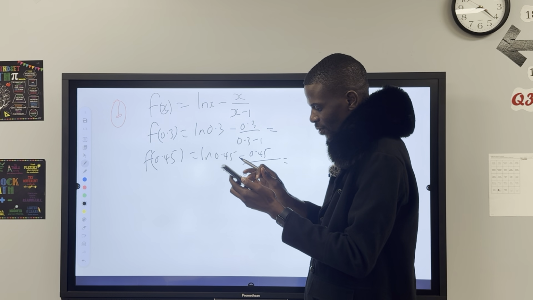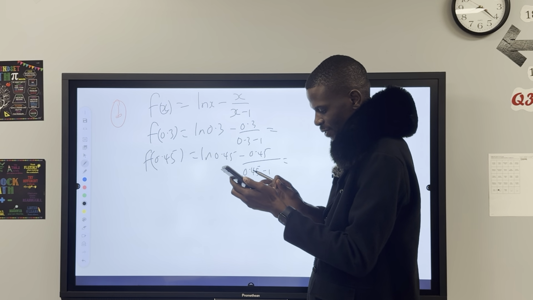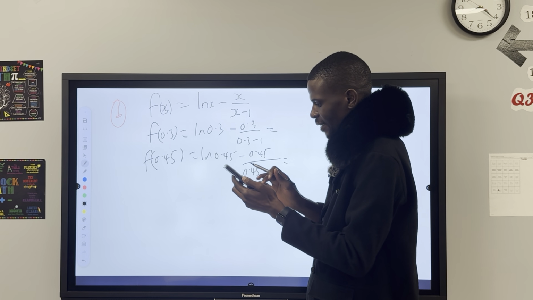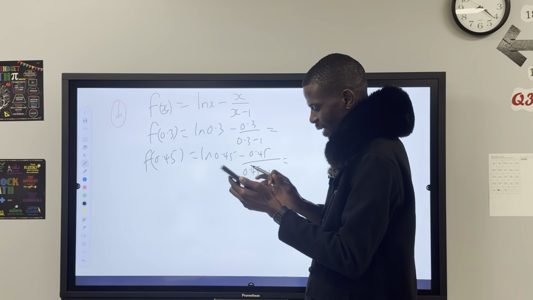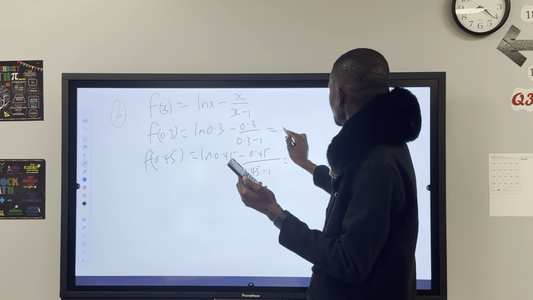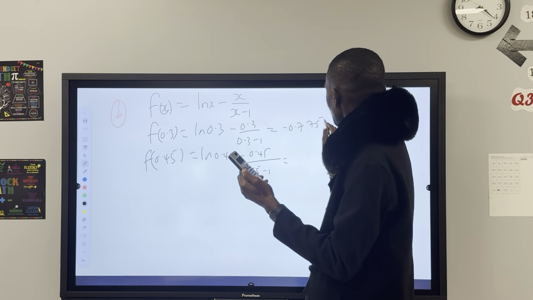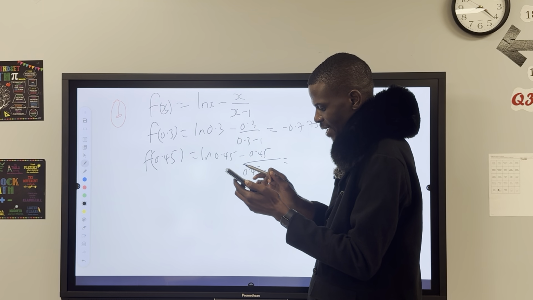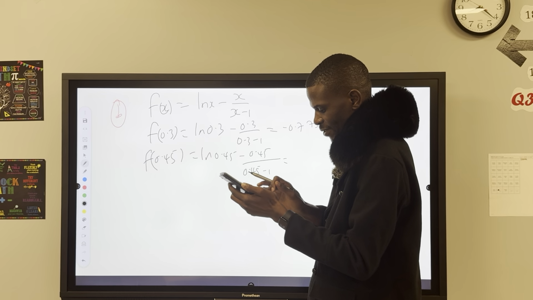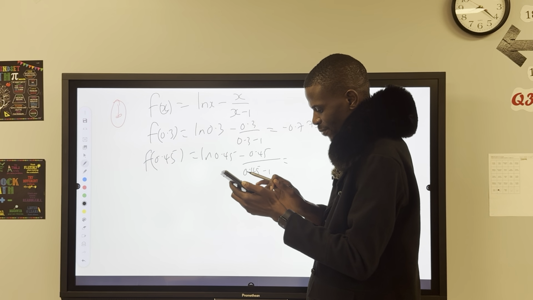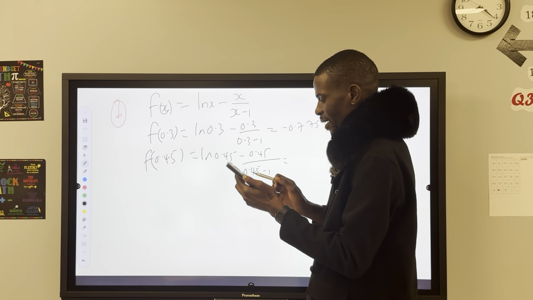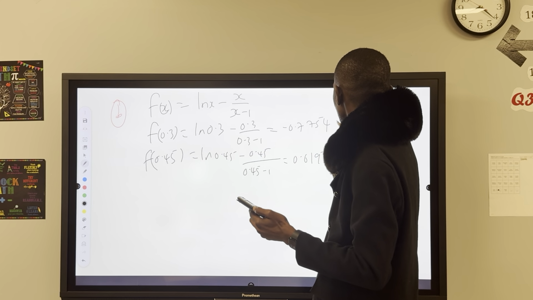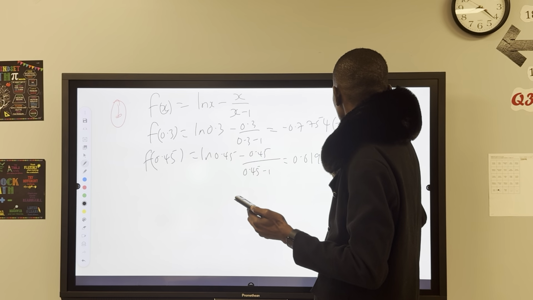We have natural log of 0.3, right? Minus 0.3 divided by 0.3 minus 1. So I'm getting negative 0.7754. Then let's do the same. Natural log of 0.45, right? Minus 0.45 divided by 0.45 minus 1, right? I'm getting 0.0197. This was negative, this is positive.